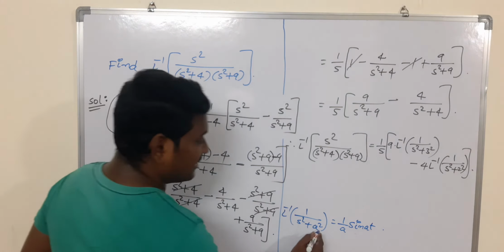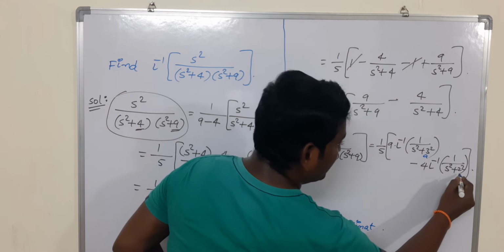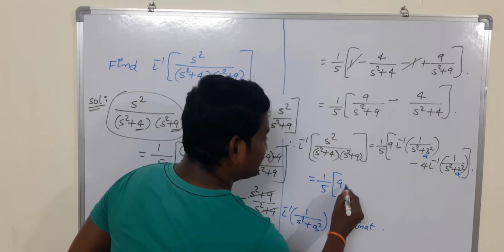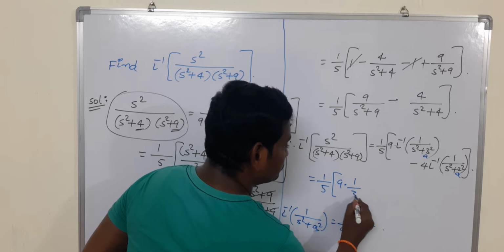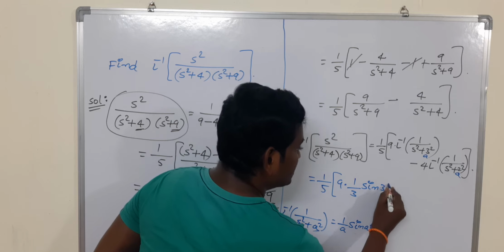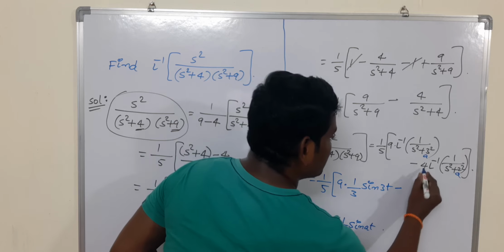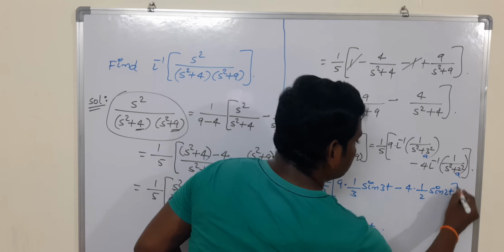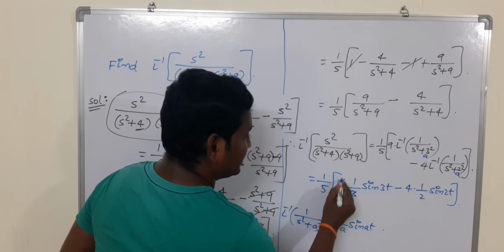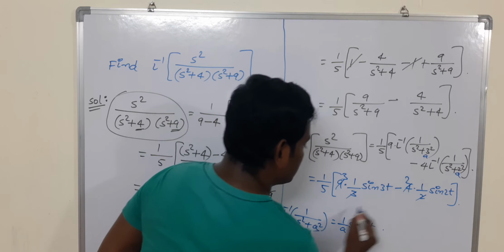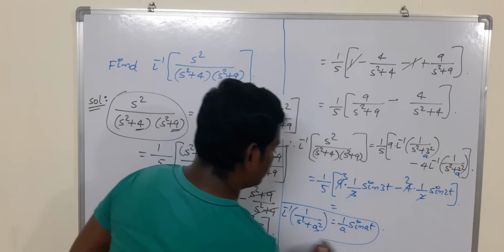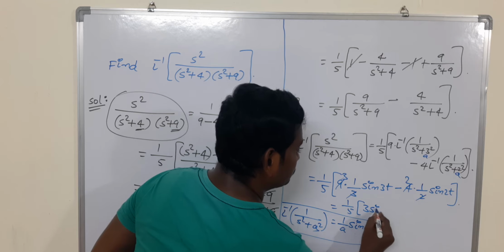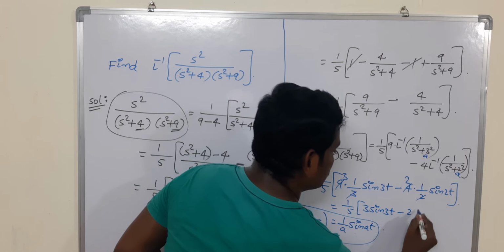What is the a value in the first part? 3. In the second part, the a value is 2. So 1 by 5 is there, 9 into 1 by 3 sin 3t minus 4 into 1 by 2 sin 2t. So 3 times, 2 times. The result is 1 by 5 of 3 sin 3t minus 2 sin 2t.